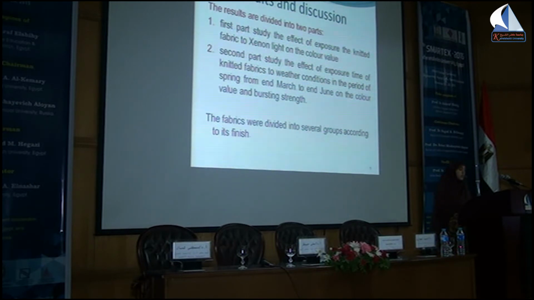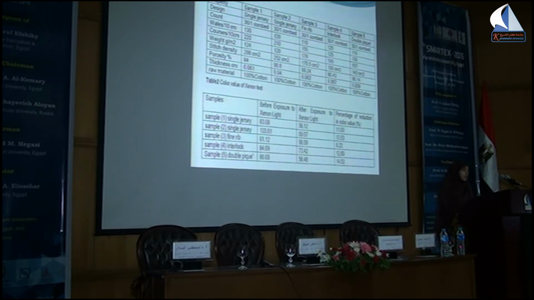The fabrics were divided into several groups according to their finish. The first group contains gray fabrics of different designs, with 5 samples. Its specifications are shown in table 1, and table 2 shows their xenon test results. As we see, the percentage of reduction in color value according to the xenon test is slightly lower because the gray fabric contains wax and pigments which act as a sunscreen.